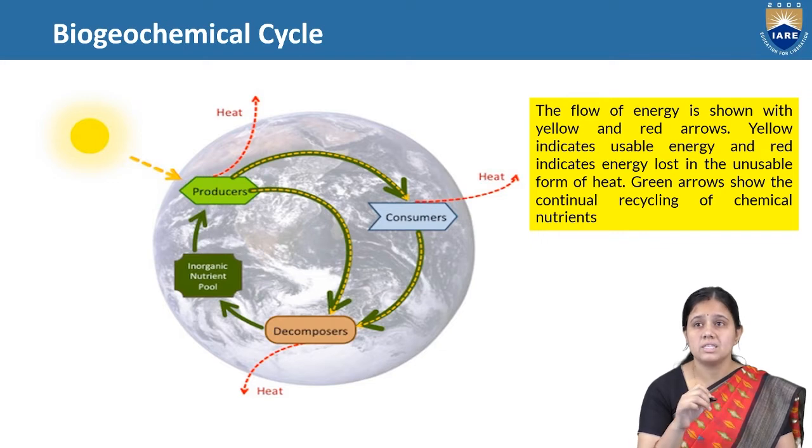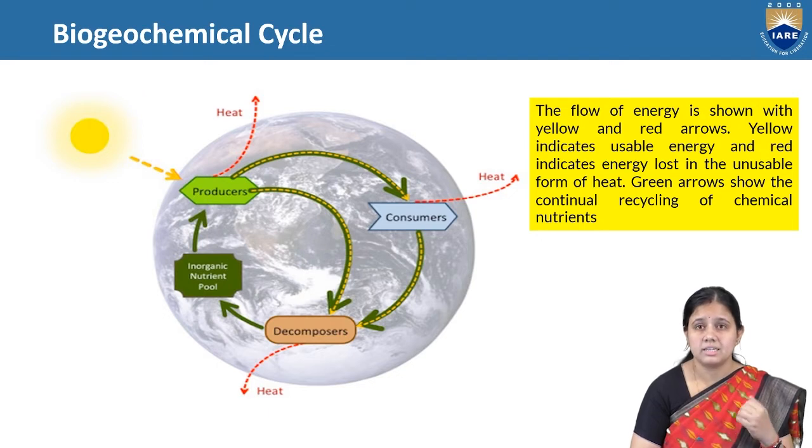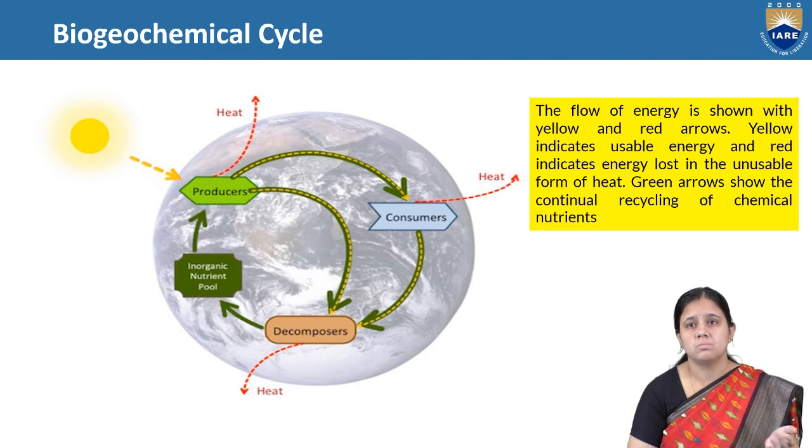Yellow color is the energy flow that indicates usable energy, and red color indicates the energy that is lost from the universe by the producer and consumer. That heat or energy they use for their excretion, respiration, and locomotive properties. So the heat is lost from the producer, consumer, decomposer to the atmosphere, and the yellow dotted line represents the energy recycling from the producer to consumer, producer to decomposer, and again to the producer.